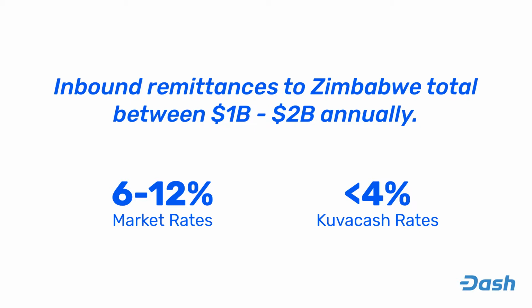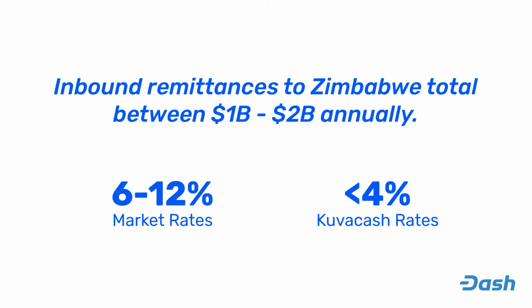They charge up to 12%, leaving some Zimbabwe expats to prefer networks of couriers, friends, and family to transport funds across borders. KuvaCash aims to capture market share of inbound remittances by providing this service at ultra-low rates, as low as 4%, 3%, or even less.